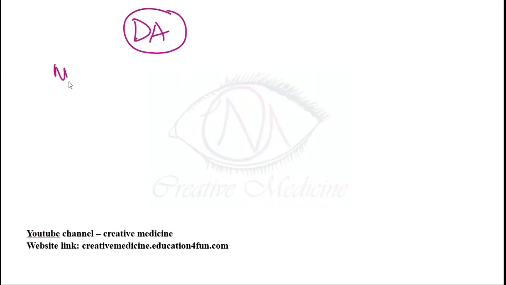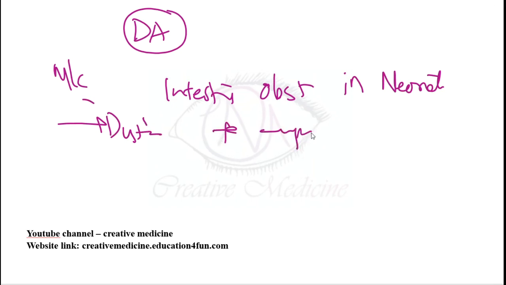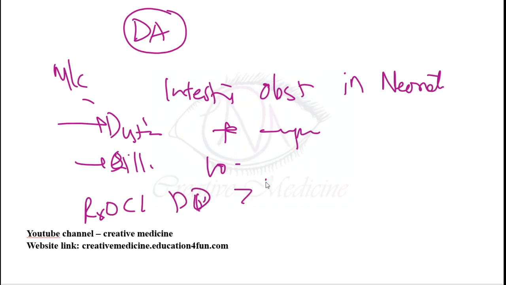Duodenal atresia is actually the most common cause of intestinal obstruction, especially in neonates. It is located distal to the ampulla, and the patients will have bilious vomiting. The treatment of choice here is duodenoduodenostomy followed by duodenojejunostomy.